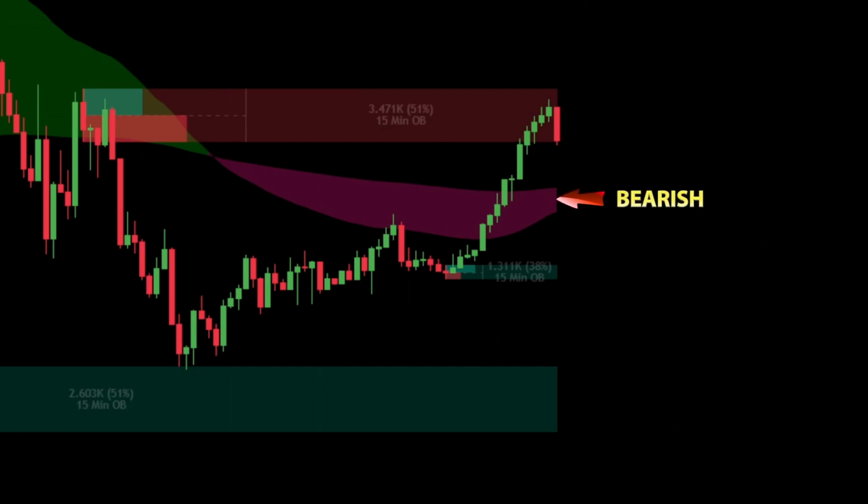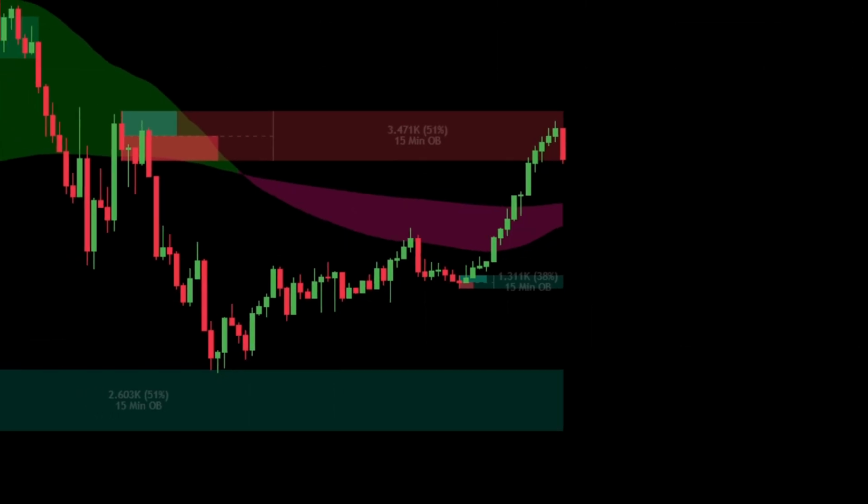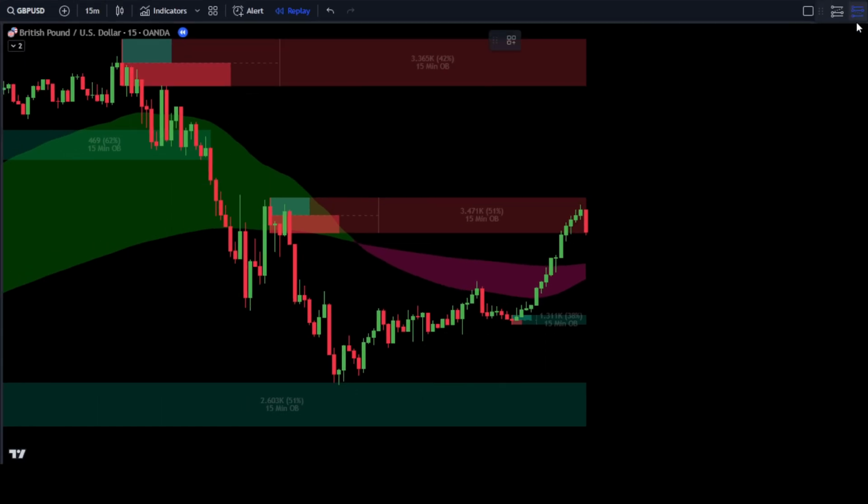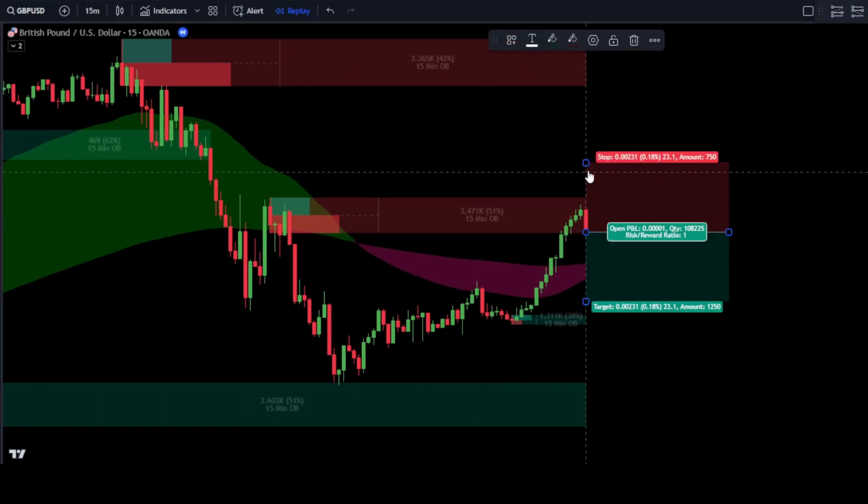Then, make sure that the Ripster EMA Clouds indicator shows a bearish trend. As confirmation, ensure that the bearish volume bars are more dominant than the bullish volume bars. If all conditions are met, you can place a sell order after the bearish candlestick closes.